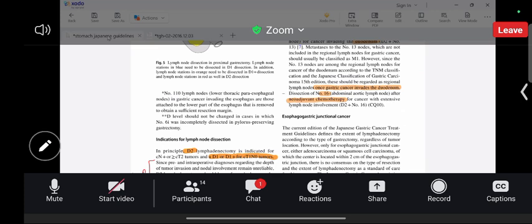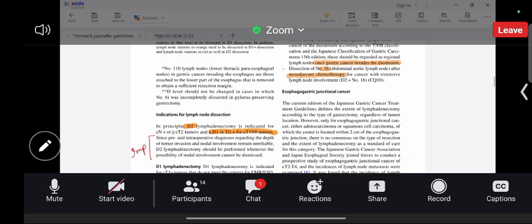So now number 110 lymph nodes, that is lower thoracic paraesophageal nodes in gastric cancer invading the esophagus, are those attached to the lower part of the esophagus that is removed to obtain a sufficient resection margin. And for pylorus preserving gastrectomy, one point is there that the D level should not be changed in cases in which number 6 was incompletely dissected. If we remove some part of it, that will also be considered adequate.